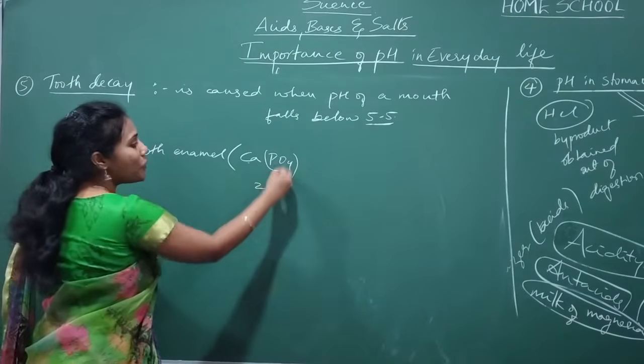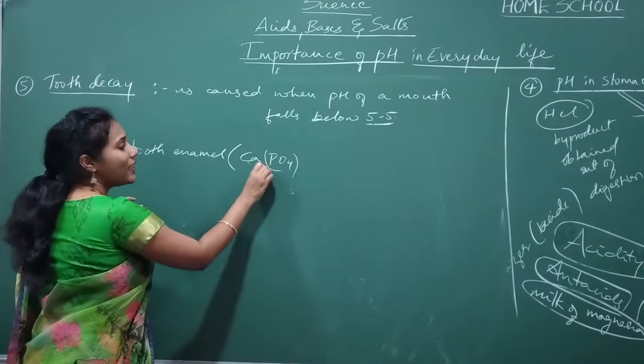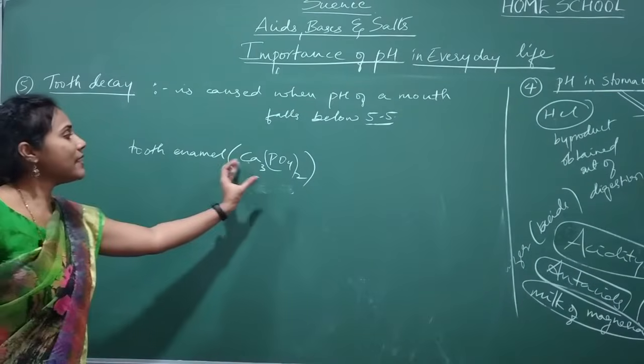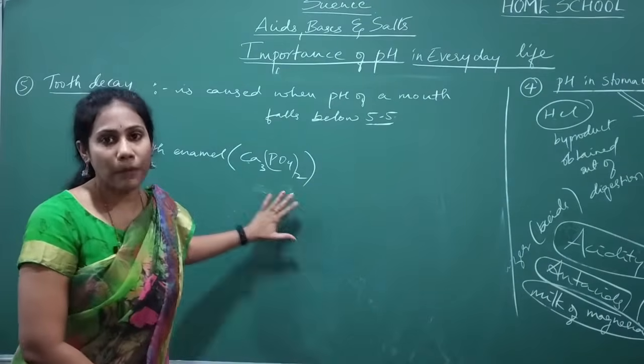Calcium valency 2, phosphate valency 3. So what is the formula of calcium phosphate? 3 you will write here, 2 you will write here. So this is calcium phosphate, Ca3(PO4)2. This is the chemical substance which our tooth is made up of.